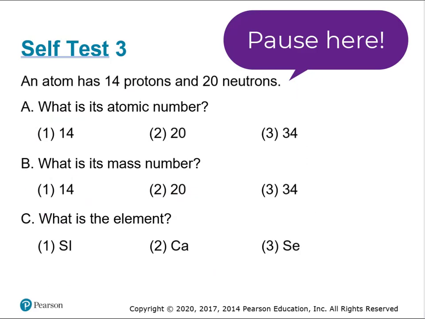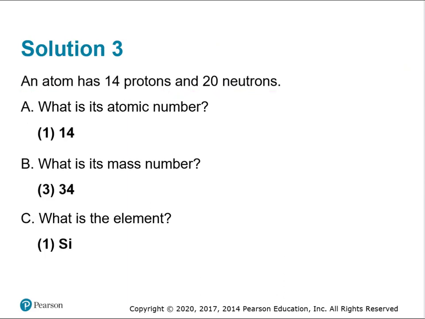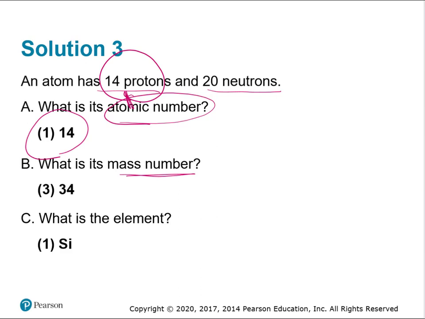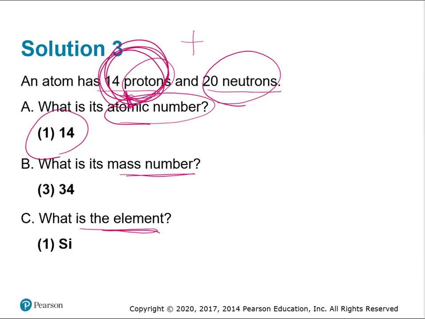Here's another little quiz. Why don't you pause the video here and see if you can figure out these 3 answers. Let's look and see how you did. If we have 14 protons and 20 neutrons, the atomic number is equal to however many protons I have, so that would be 14. Its mass number is protons plus neutrons, so 14 plus 20 to get 34. What is the element? If I know how many protons it has, I know its atomic number, so I can look at the periodic table, and number 14 is silicon.